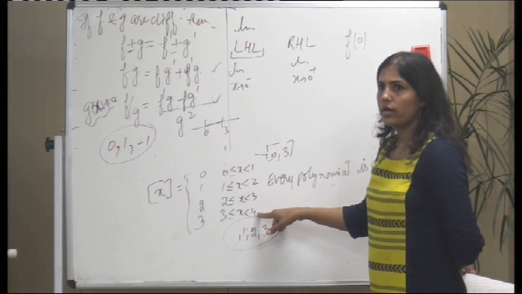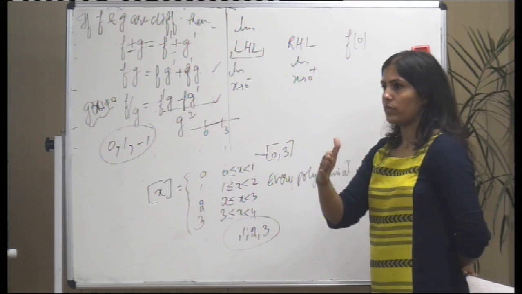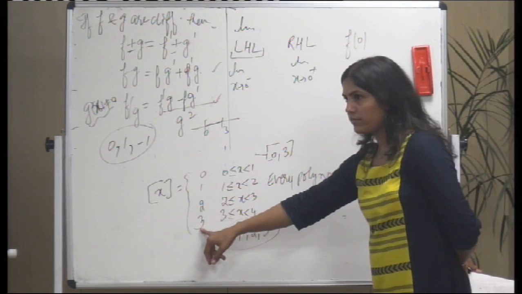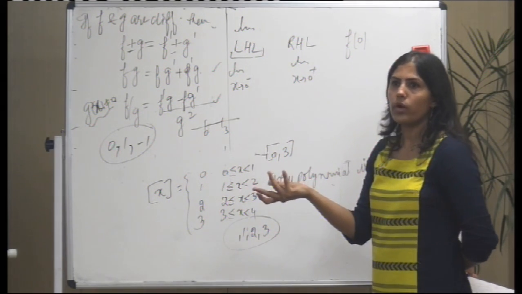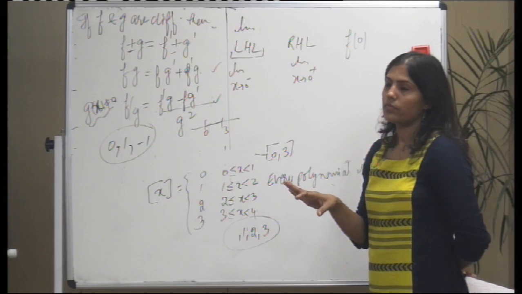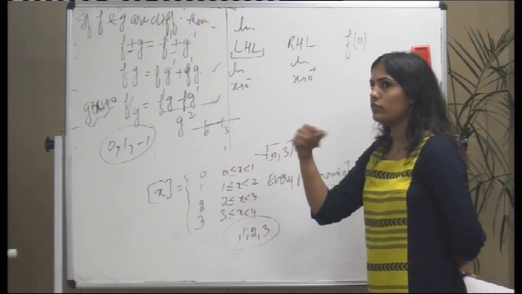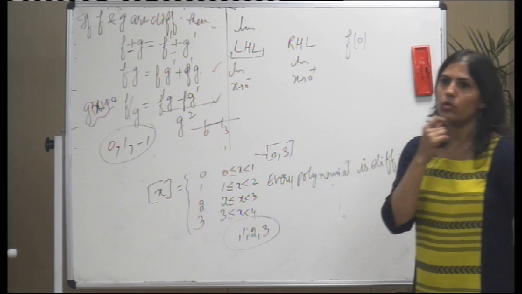For 4 you can check only the left. So on the left it is 3, and on the right you cannot talk, so there is no point. It means at that point the function is continuous. Okay, at this point this is continuous, at this point this is continuous, so the points of discontinuity are 1, 2, 3, but actually I asked you for 3 points only, right?